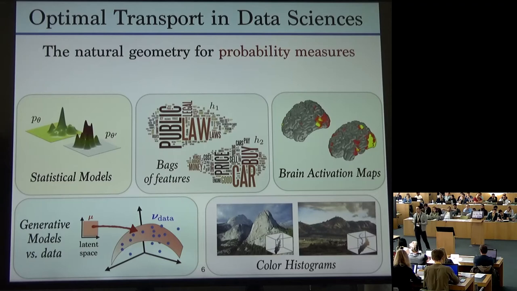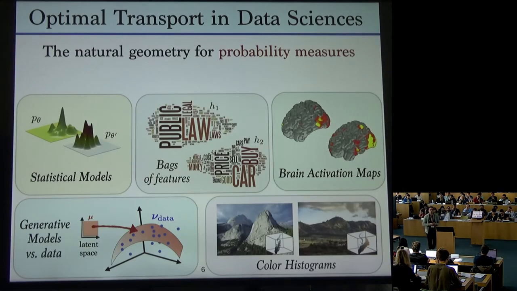There is also a very big literature on generative models going on in machine learning today. You can also cast the generation of data and the way you fit generative models to data as a problem where you compare probability distributions. And the very last example that I'm showing in the lower right is a very intuitive example of probability distributions that we see when we take pictures with our camera. We can instantly look at the distribution of colors of our image.